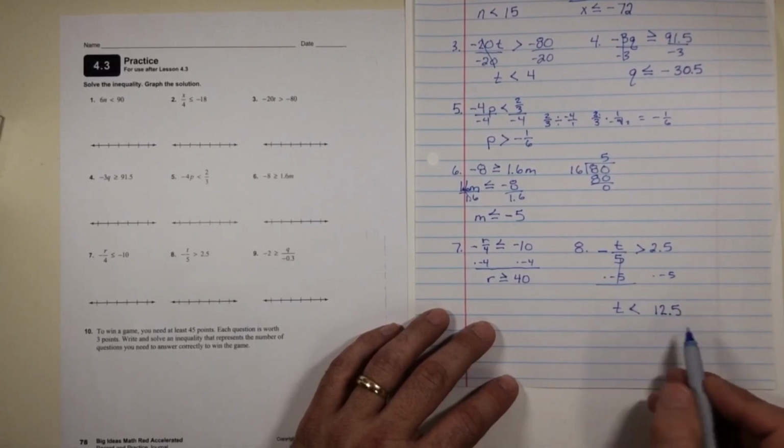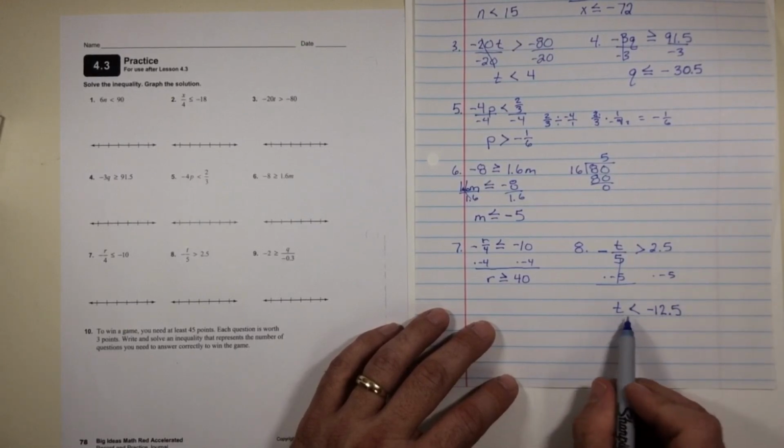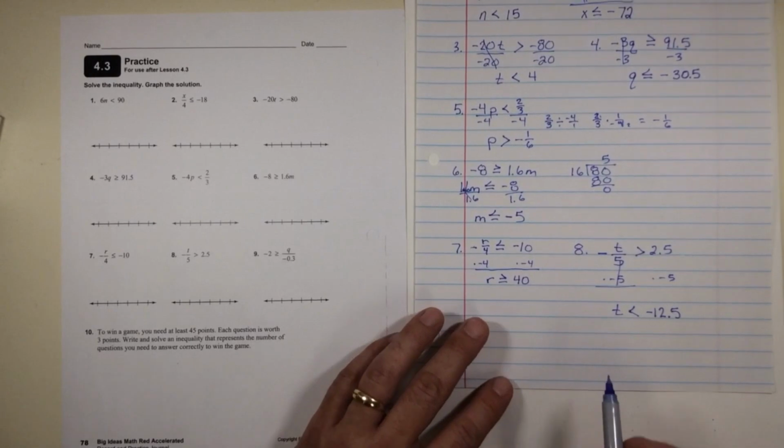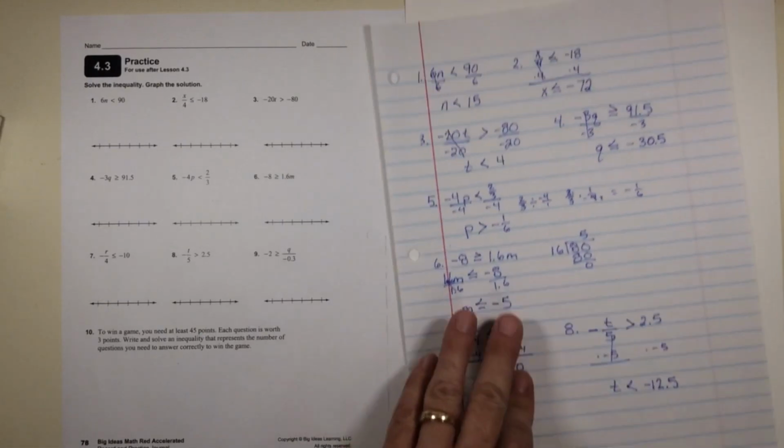Is 12.5, and I have a positive times a negative, so negative. T is less than negative 12.5. Well, I don't really have enough room to squeeze the last two in down there.